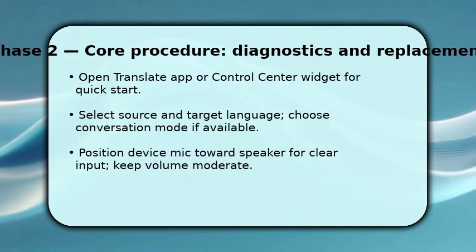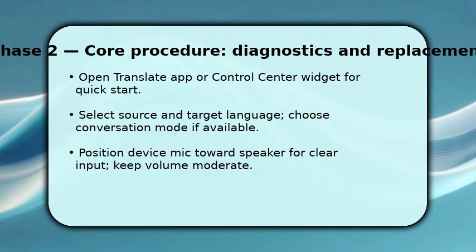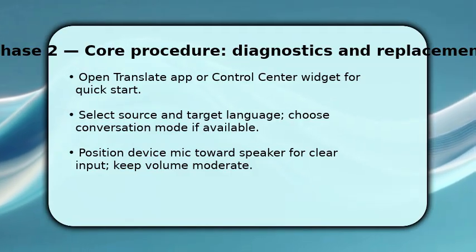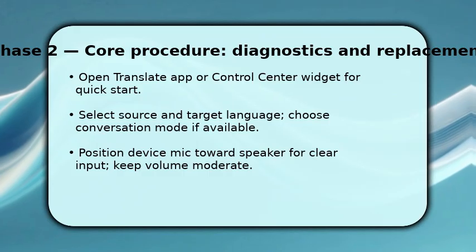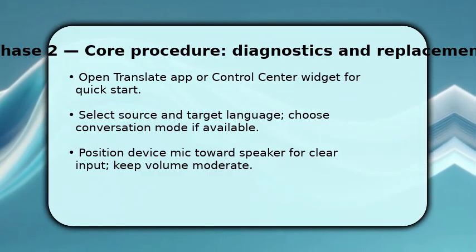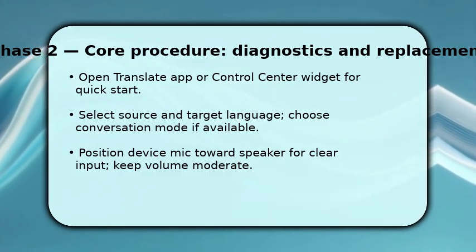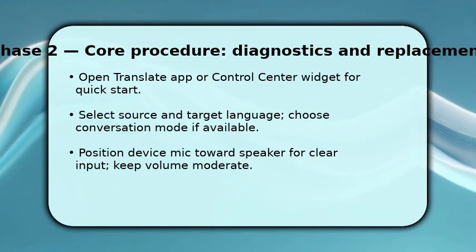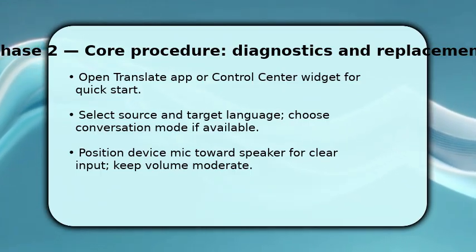Next, launch the Translate app or use the Control Center widget to begin. Select the source language and the language you want to hear. Choose conversation mode so both sides can speak. Make sure the iPhone microphone faces the other speaker. This reduces noise and improves accuracy.